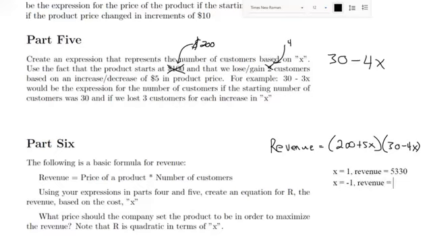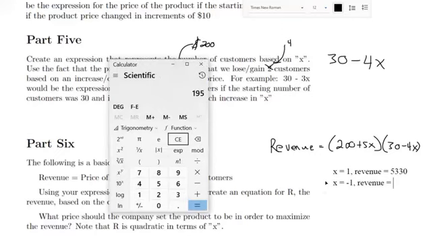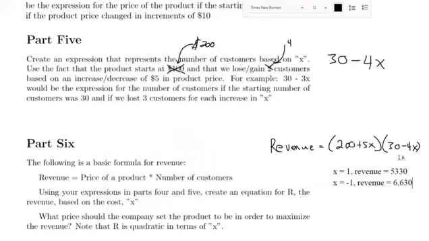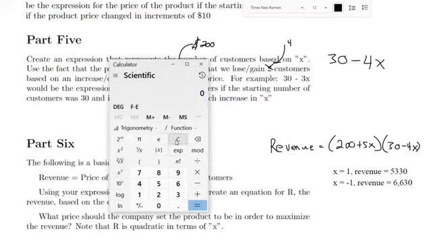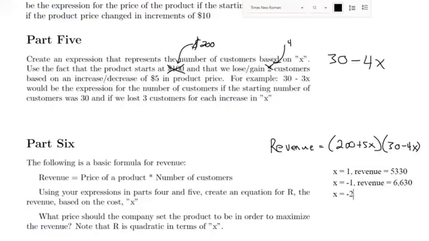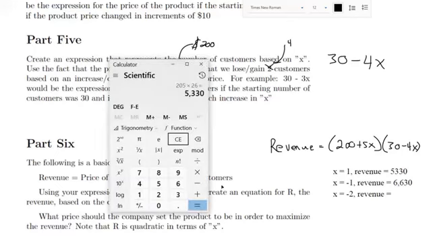If you plug in -1, then the price goes down to $195, and then you've got 34 customers. So just decreasing the price by $5 made us, if I did that right, increase by over $1,000. Let me just double check. 195 times, and then 205 times. Okay, so that tells me if I'm looking for the best revenue, I probably want to go in the negatives. Let's try x equals -2. That's going to give us 190 for a price. It's going to give us 38 customers. We're still going up.